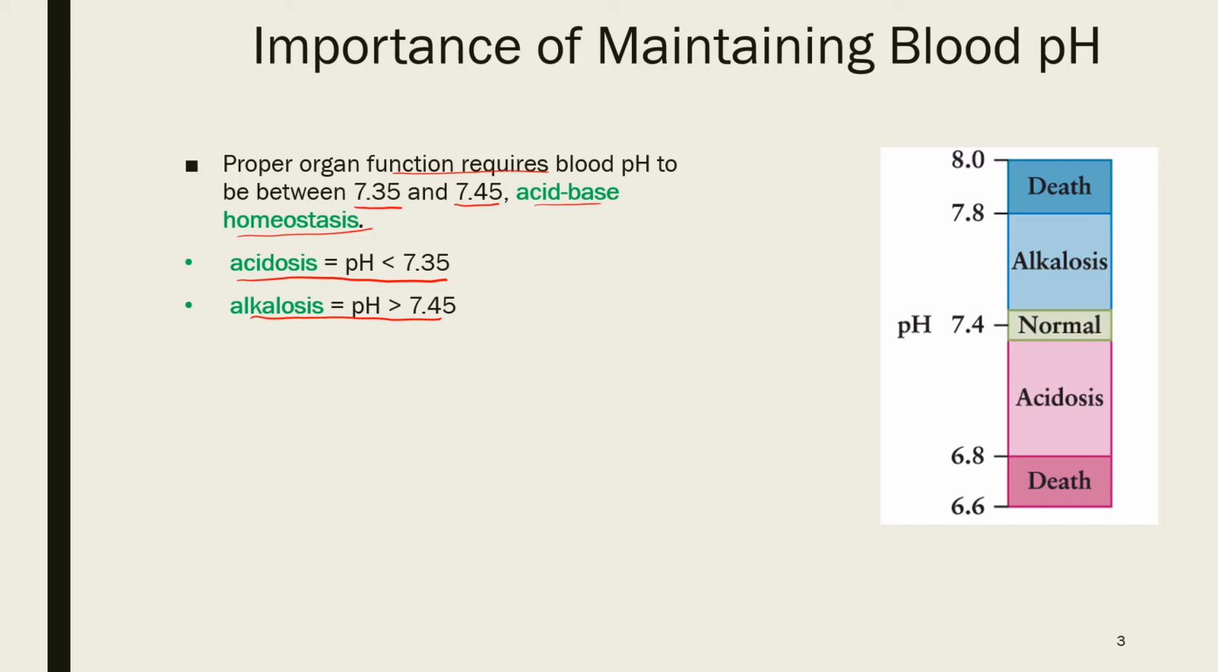From this chart, it is clear that both of these conditions are potentially life-threatening, and a pH value of above 7.8 or a pH value of below 6.8 may result in death. Fortunately, in a healthy human body, pH is maintained within this range by this process of homeostasis.